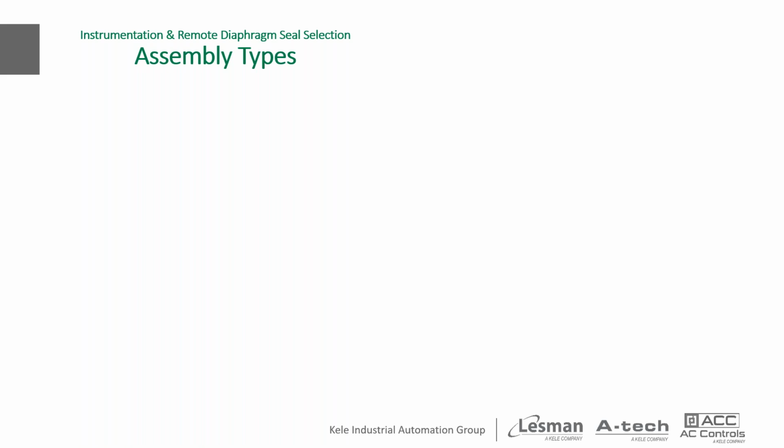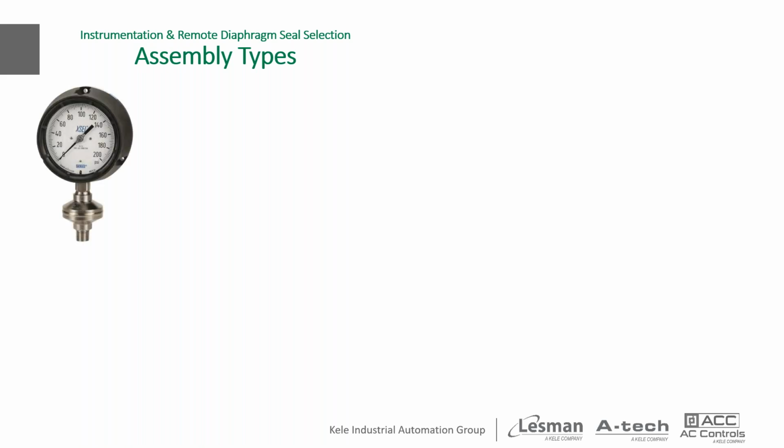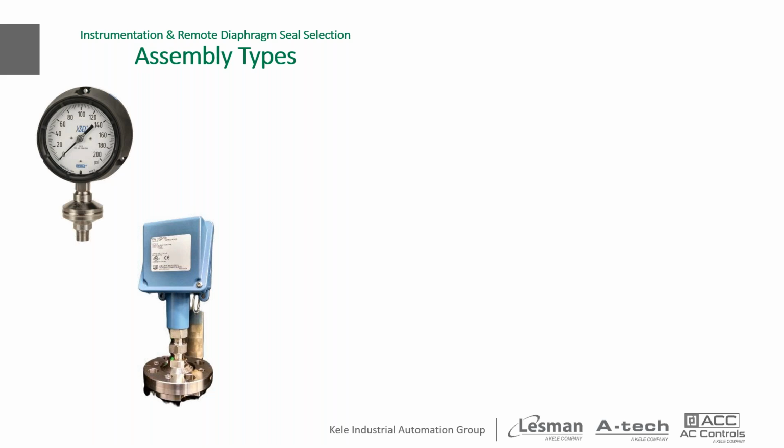So now let's take a quick look at some assembly types. As we said before, process gauges are the most common assemblies you'll likely see in the field. Some call these gauge isolators. Pressure switches often need isolation and protection. We'll talk a bit about some of the challenges, particularly for switches.